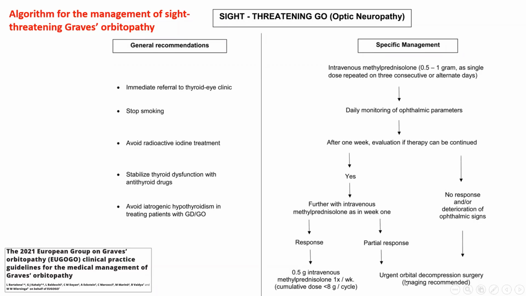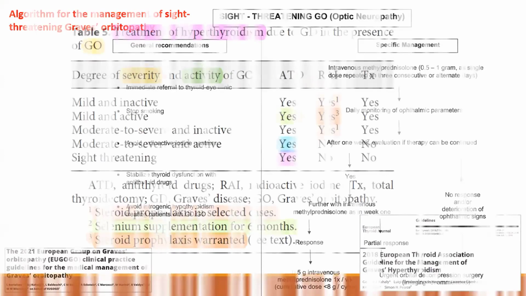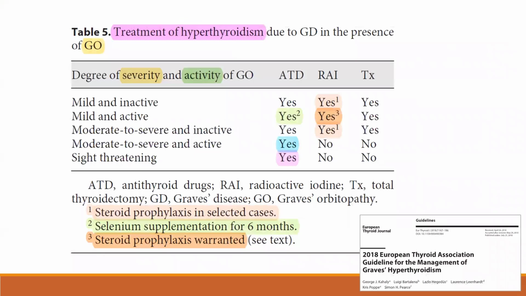If partial response, we should go to orbital decompression surgery. And from the start, after 1 week of this pulse therapy, if no response, we should go to orbital decompression surgery. So intravenous glucocorticoid is the best one, plus orbital decompression if no response or poor response in the case of sight-threatening Graves' orbitopathy. And actually, this is a very important table from the guidelines published by the ETA, European Thyroid Association, for the management of Graves' disease.